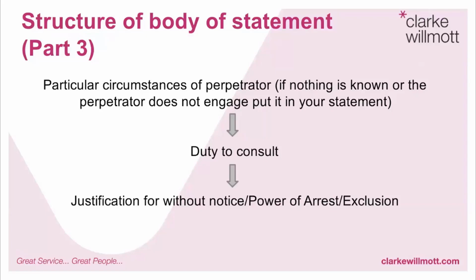And finally, the justification for without notice, power of arrest, or exclusion. I think the best way I can put it is that a justification is needed because when you're going for an injunction, the court is already thinking that that is going to be a draconian step. And then each additional and more intrusive term that you seek, the court will escalate in its mind what it considers more draconian. So if you're seeking an on-notice injunction, the court will consider that to be draconian. Then the next step up is if it's a without notice injunction, it will consider that to be more draconian. And then if you're seeking a power of arrest and exclusion order, again, more and more draconian.